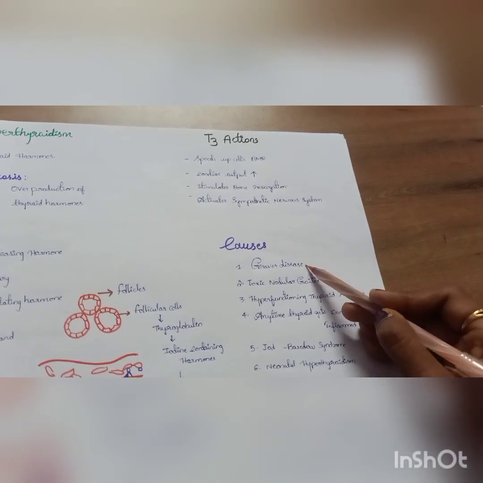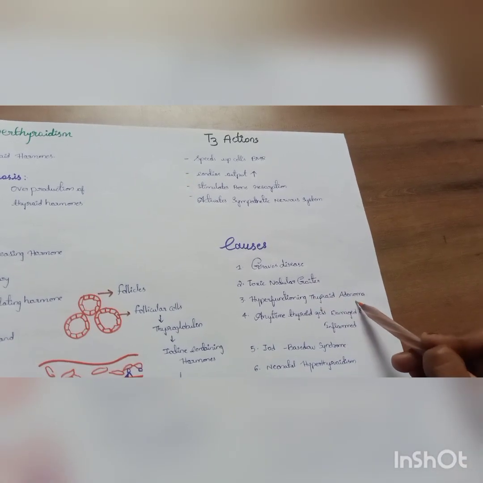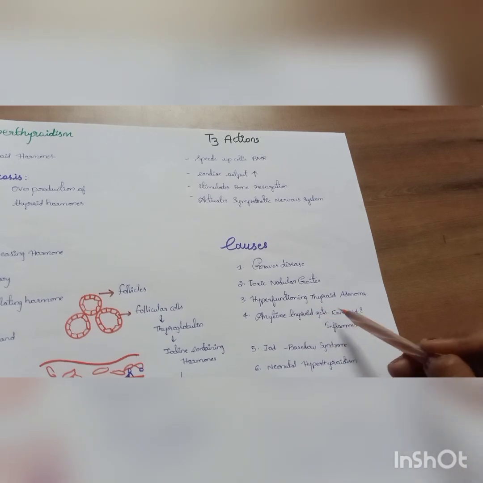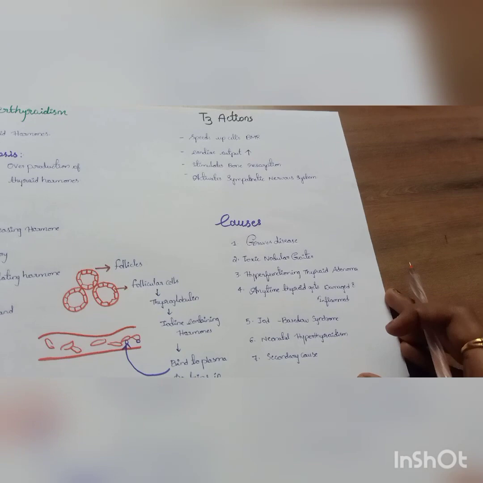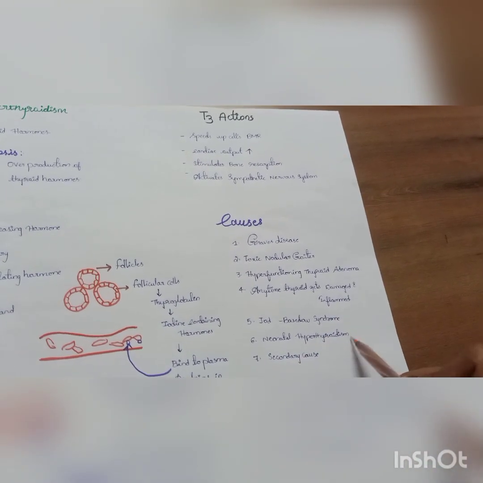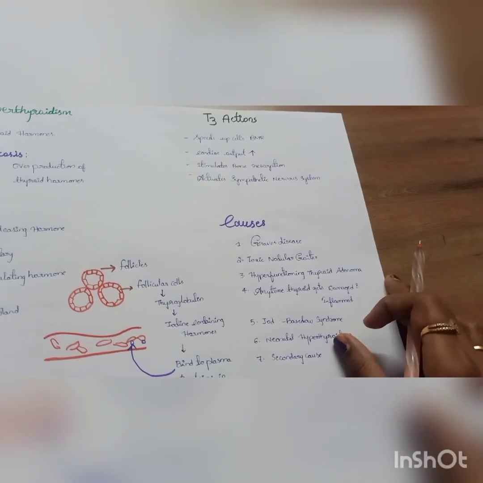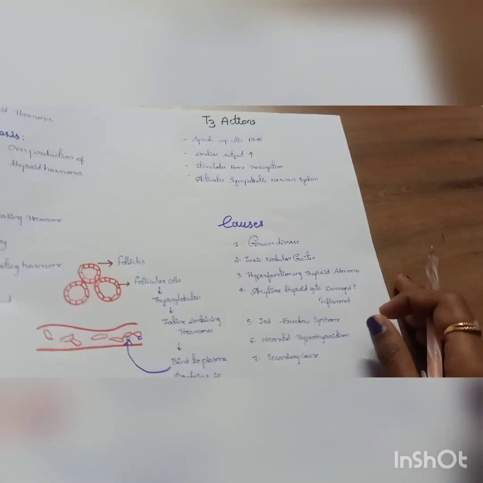We have Graves' disease, toxic nodular goiter, and hyperfunctioning thyroid adenoma. And anytime the thyroid gets damaged and inflamed, and Jod-Basedow syndrome, and neonatal hyperthyroidism, and secondary causes. Now let's discuss the causes in detail.